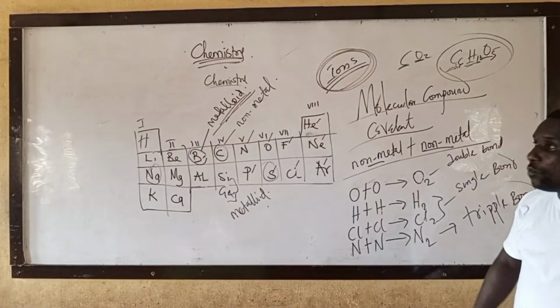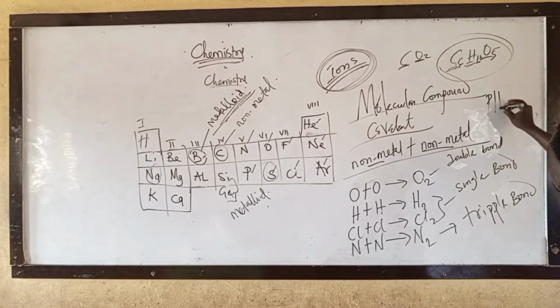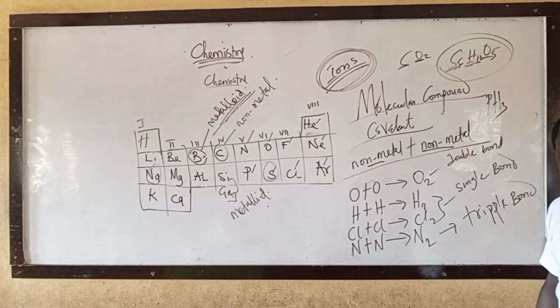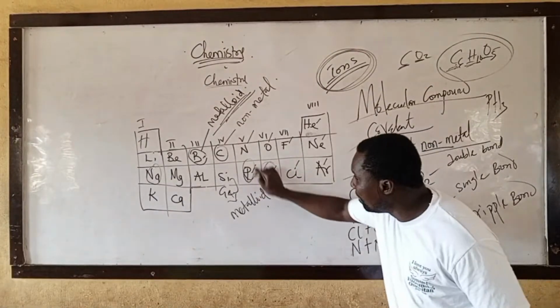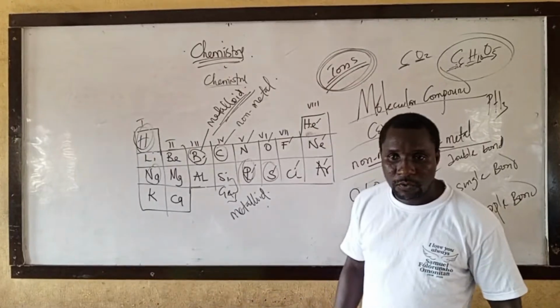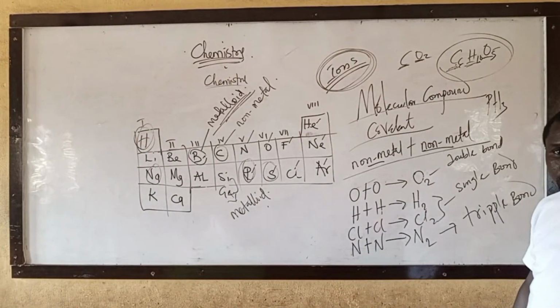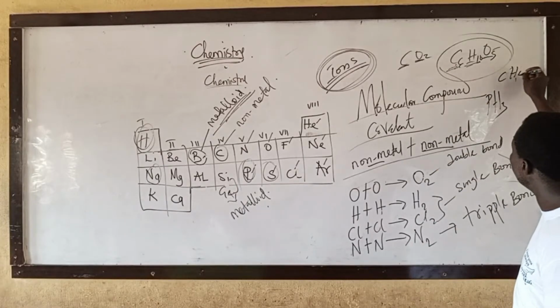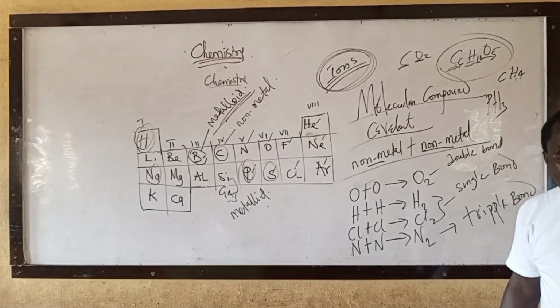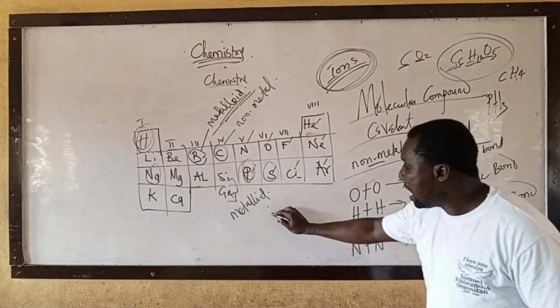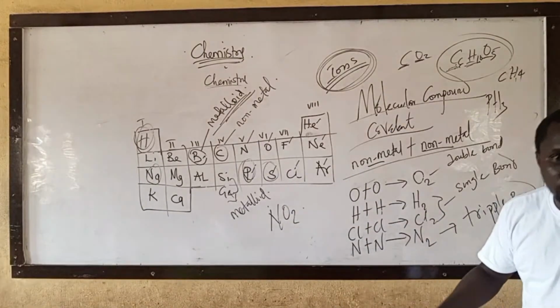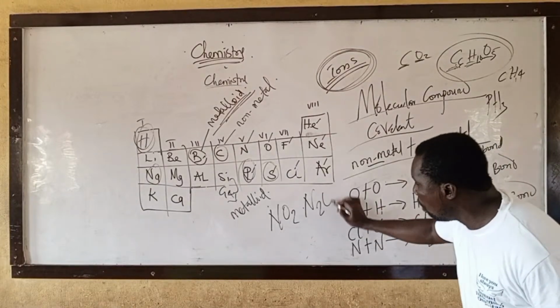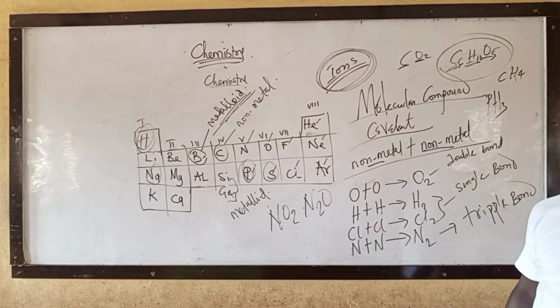Take note. Phosphine, what kind of compound is this? Covalent compound. Phosphorus is non-metal, hydrogen is non-metal. What kind of compound? Covalent compound. When you have CH4, methane, what kind of compound? Covalent compound. When you have NO2, what kind of compound? Covalent compound. When you have N2O, laughing gas, what kind of compound? Covalent compound.